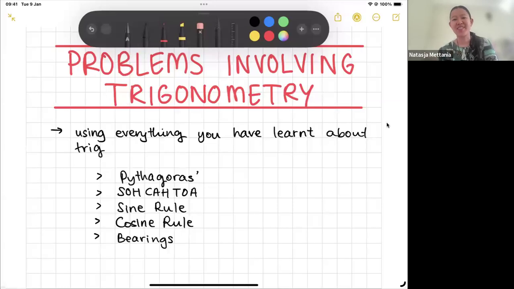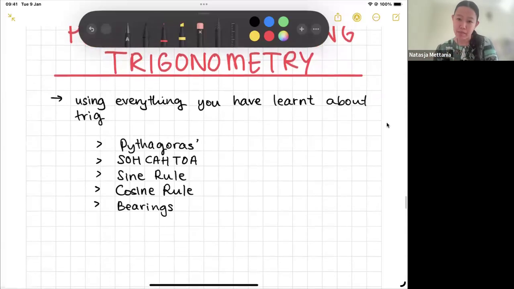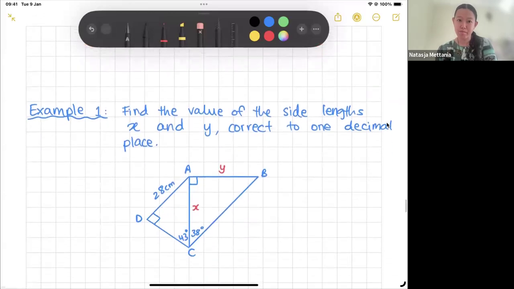Welcome back. Today we'll be going through problems involving trigonometry. And basically the questions that you're going to have are going to involve everything that you've learned in trigonometry. I've listed some below. But yeah, let's go to example number one.